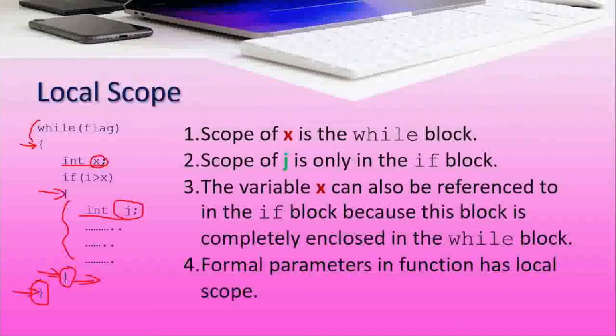Most of the formal parameters in a function have local scope. The parameters that we normally pass to a function have local scope within that entire function. Within the entire function, the availability of that particular variable will be there. So within that particular function or block of code it is available. That is why it is known as the local scope.